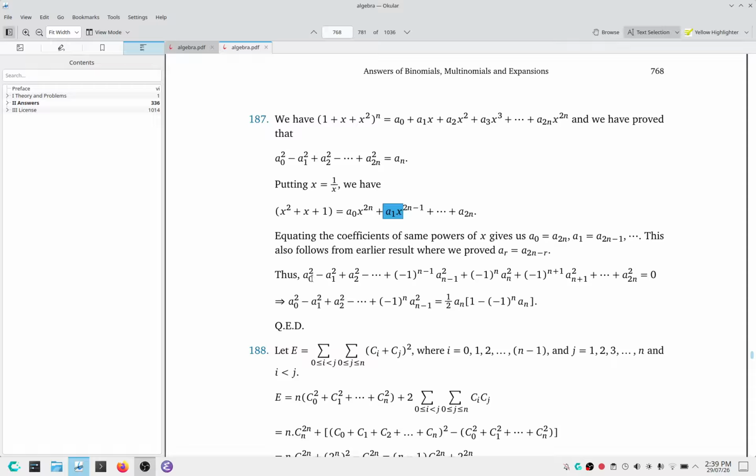And that's how a0 squared minus a1 squared plus a2 squared and so on up to minus 1 to the power n minus 1, an minus 1 squared, plus minus 1 to the power n an squared, minus 1 to the power n plus 1 an plus 1 squared and up to a2n squared is equal to 0. And thus we find the half of the value, that is this half is equal to half an times 1 minus (minus 1) to the power n.